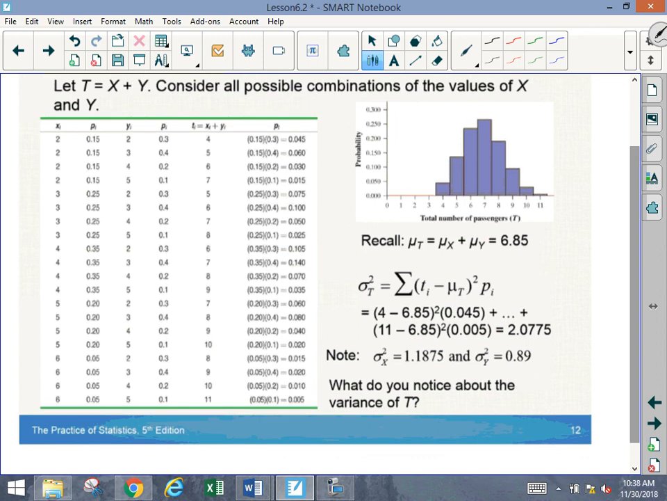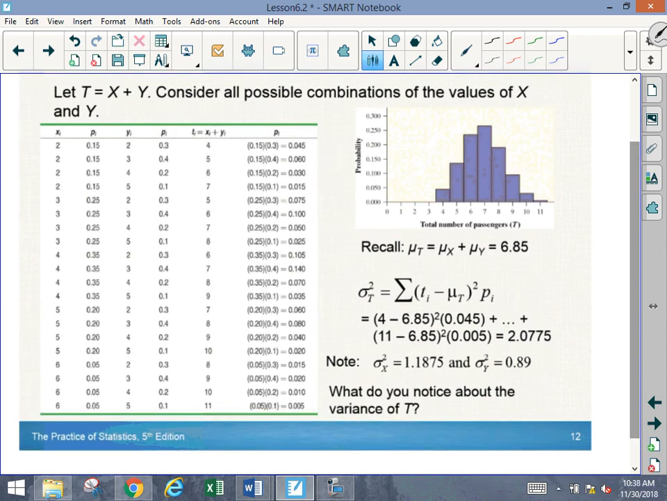Okay, so here's a big, nasty table with random variable t, which is x plus y, random variable x plus random variable y.